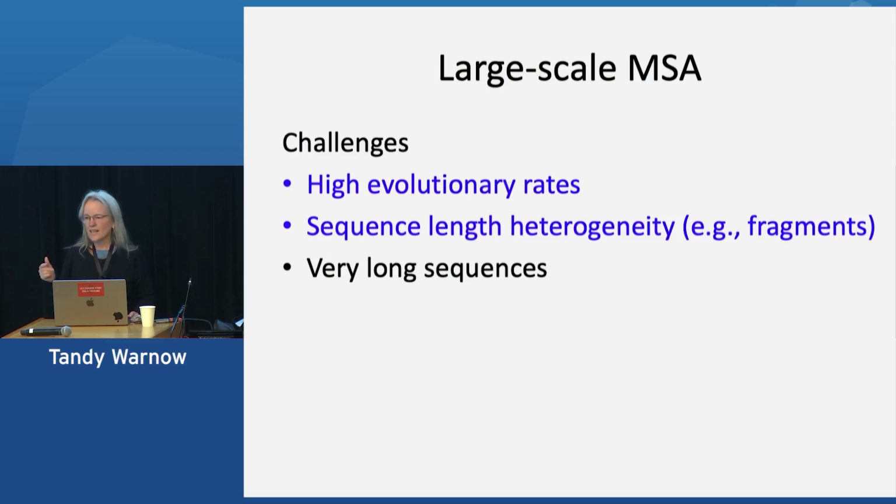So the two things that I've been focusing on are large-scale multiple sequence alignment, where I'm concerned with high evolutionary rates, and I'm concerned with sequence length heterogeneity. But I'm not working on the problem of very long sequences. That's a different problem, especially when you're thinking of genome alignment. You know, you have let's say 100 genomes, and you want a multiple genome alignment. I don't work on that. It's an important problem. It's just not one that I work on.